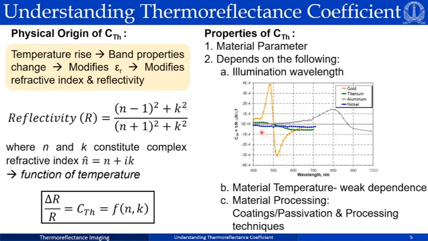So what happens when we get a new material? Whenever we get a new material, we need to find out the regions where the thermoreflectance coefficient would have peak, because these are the wavelengths which can be used to detect small changes in temperature or accurately capture temperature changes, because these are the wavelengths in which the device reflectivity is a strong function of temperature.